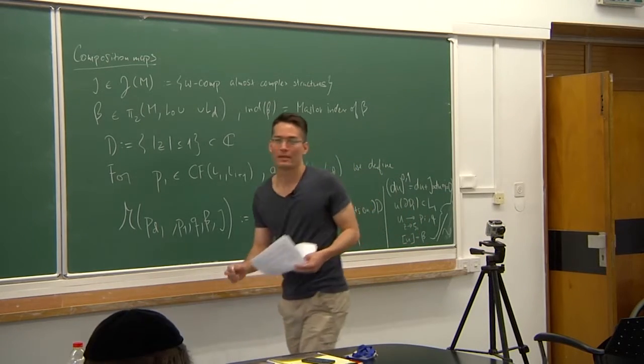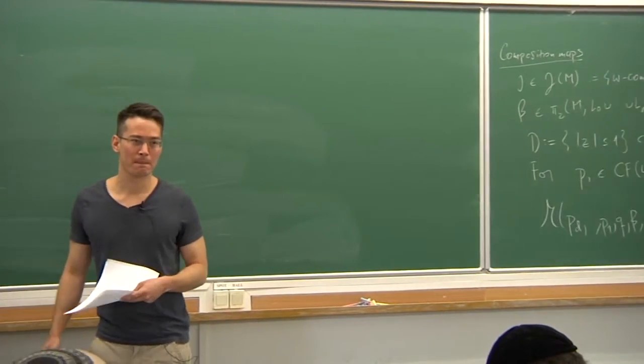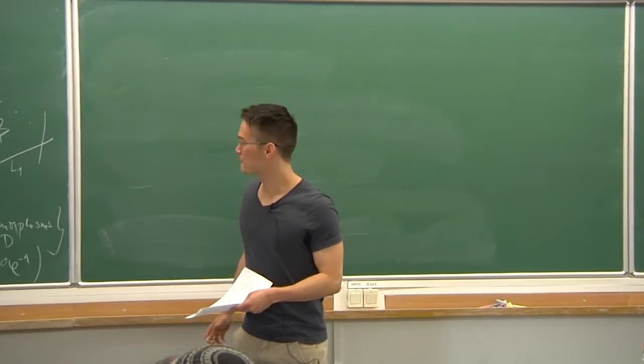Yeah? Why would you allow the automorphism to permute the boundary ones? Yeah.